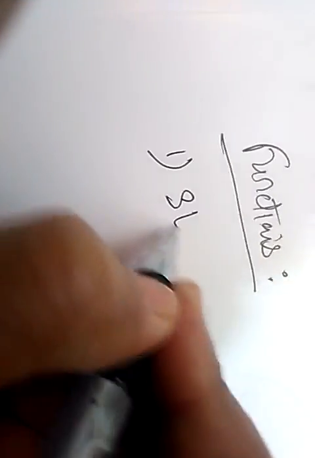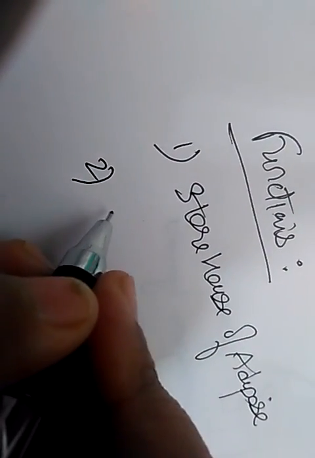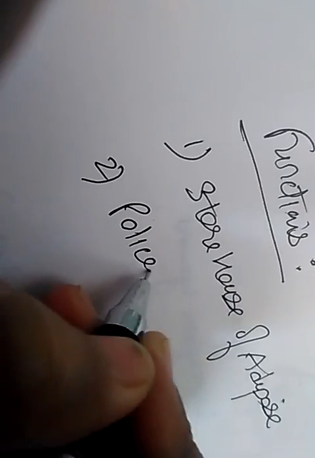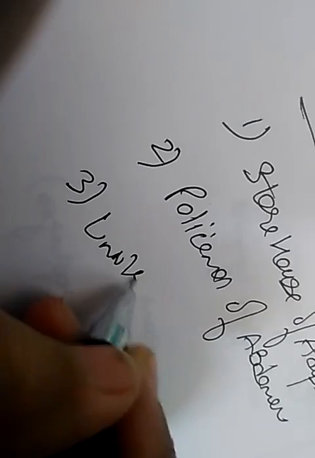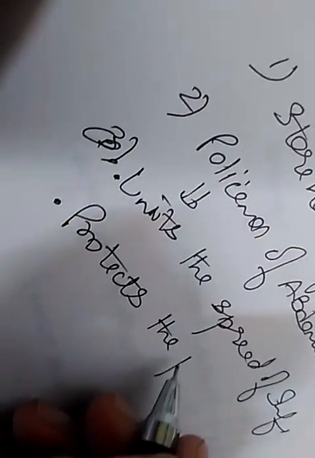Now the functions of greater omentum. It is a storehouse of adipose tissue, first thing. Second, it acts as a policeman of abdomen because it consists of dense aggregates of macrophages. Thirdly, it limits the spread of infection. Policeman because it limits the spread of infection, and also it protects the peritoneal cavity from infection because of presence of macrophages.